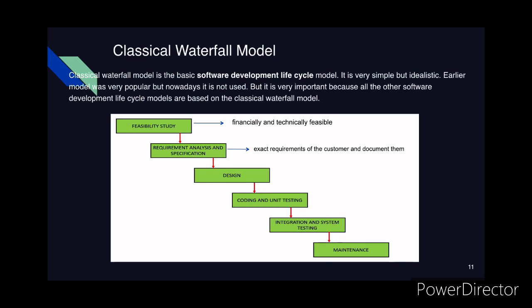Second is perfective maintenance. This type of maintenance is carried out to enhance the functionalities of the system based on the customer's request. In this one, it also removes the unwanted features of the customer.